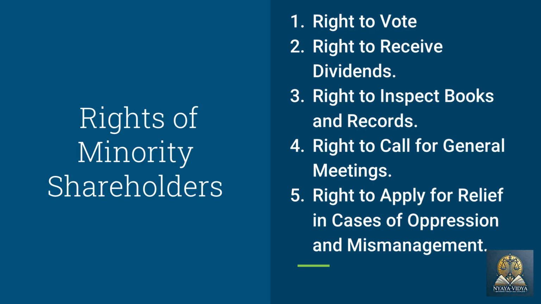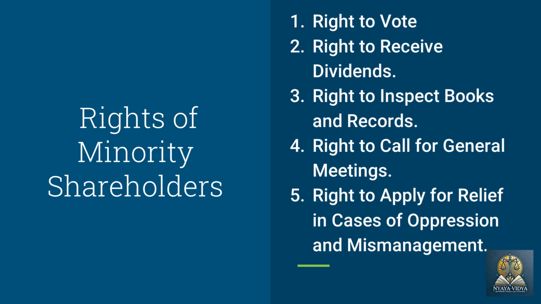And the second one is the right to receive dividends. Dividends are nothing but profits generated by any company. So even though minority shareholders are minority in terms of shares, they are entitled to receive dividends. This is very important. And the third one is to inspect books and records. All minority shareholders or majority shareholders can always inspect books and records of the company. That is a right given by the Companies Act 2013 to all minority shareholders.